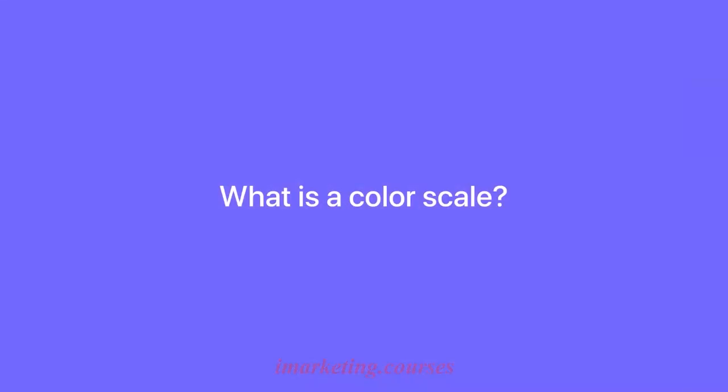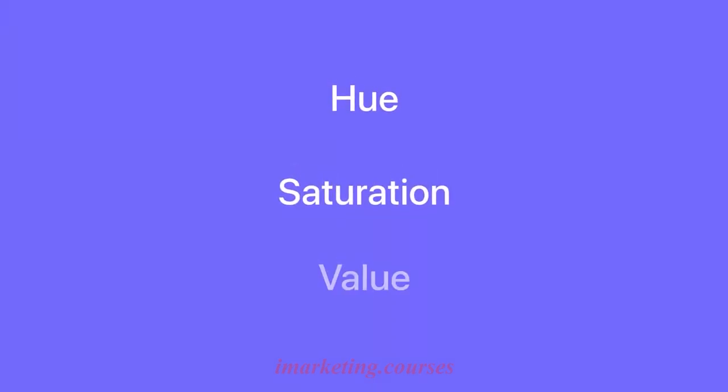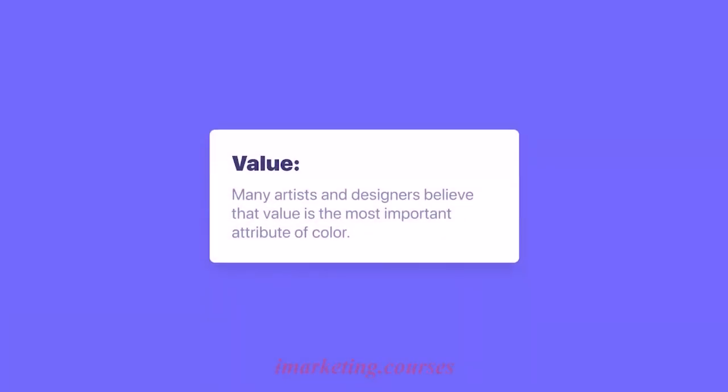What's a color scale? Do you remember the 3 attributes of color? Yes, I'm talking about hue, saturation, and value. A color scale is a gradual transition of a particular color from light to dark or vice versa. So, what attribute of color is changing in a color scale? You're right, value. Many artists and designers believe that value is the most important attribute of color.